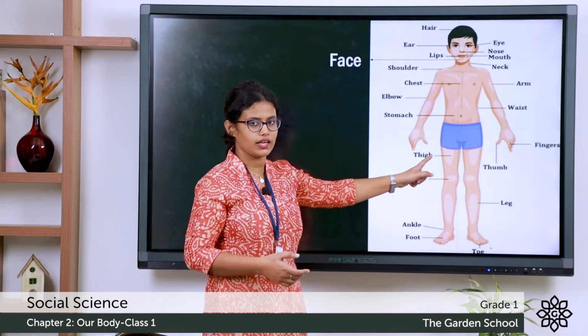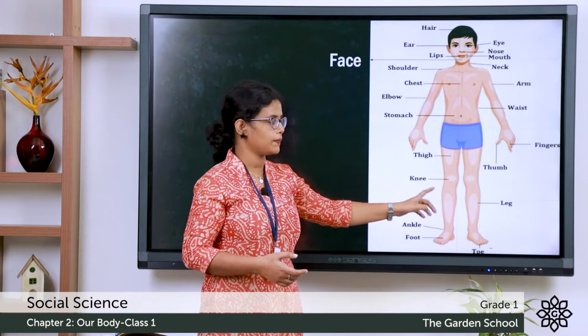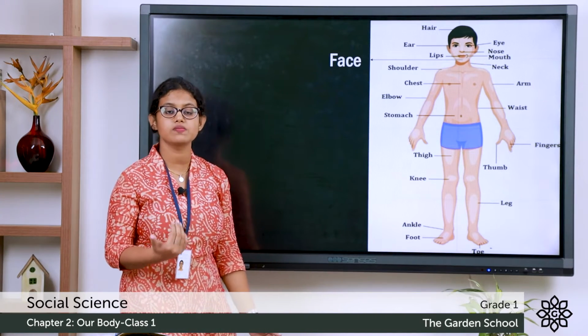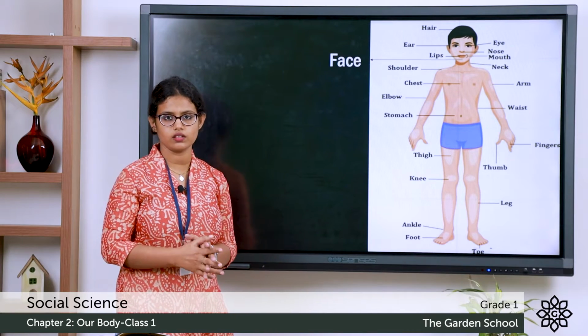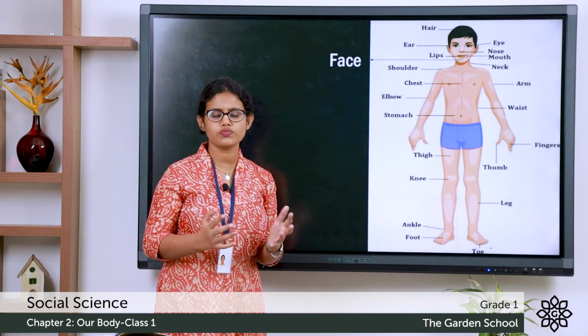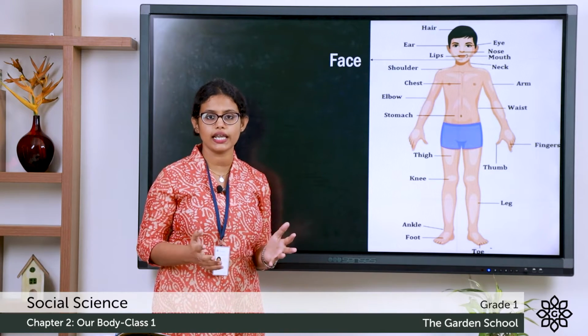Next is thigh. This is your thigh. Then below that is your knee. So knee helps us to bend our leg so that we can move our legs smoothly. So what are activities we do with our legs?